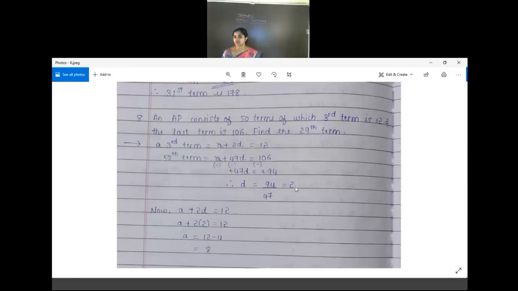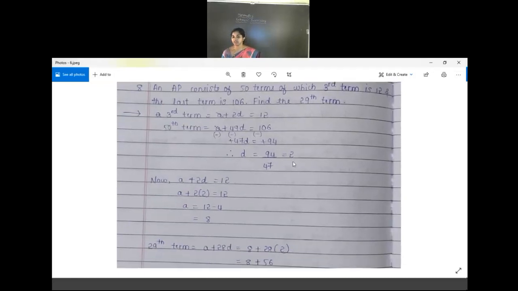Now we have to substitute D is equal to 2 in any one of the equations. Simple equation you choose. Why we have to choose simple equation? It is easy for the calculation. So here simple equation is A plus 2D is equal to 12, equation number 1. Then A plus 2 into D value is 2, that is equal to 12. Then A is equal to 12 minus 4. That is 8. A is equal to 8.